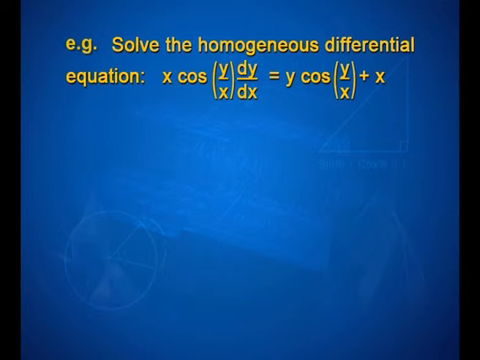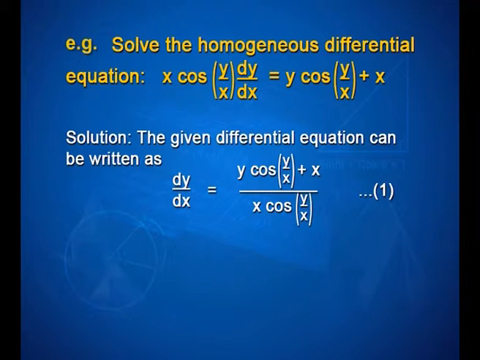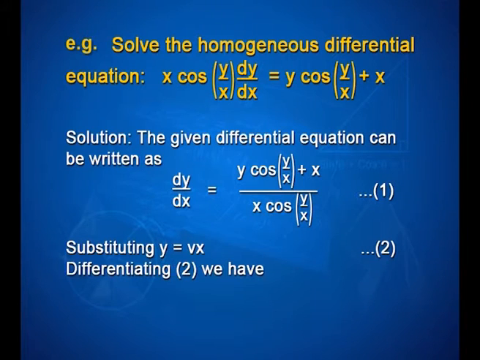For the solution, the given differential equation can be written as dy upon dx is equal to y cos y upon x plus x divided by x cos y upon x. Take this as equation number 1. Now substituting y is equal to vx as equation 2. Differentiating this equation 2, we have dy upon dx is equal to v plus x into dv upon dx. Take this as equation number 3.